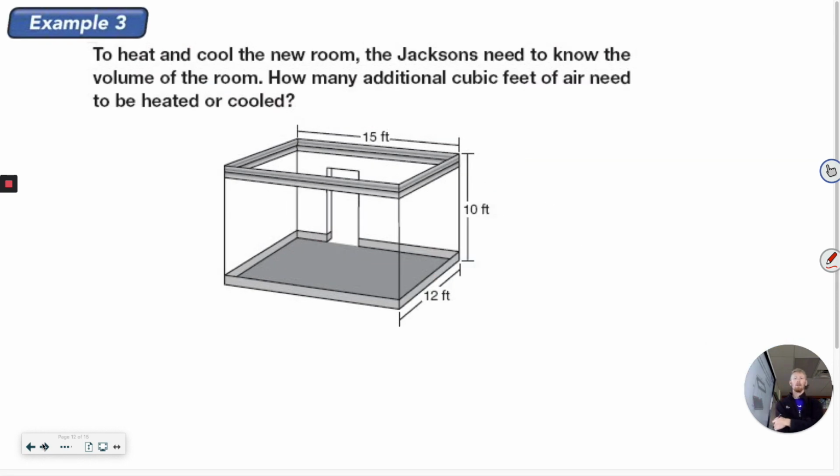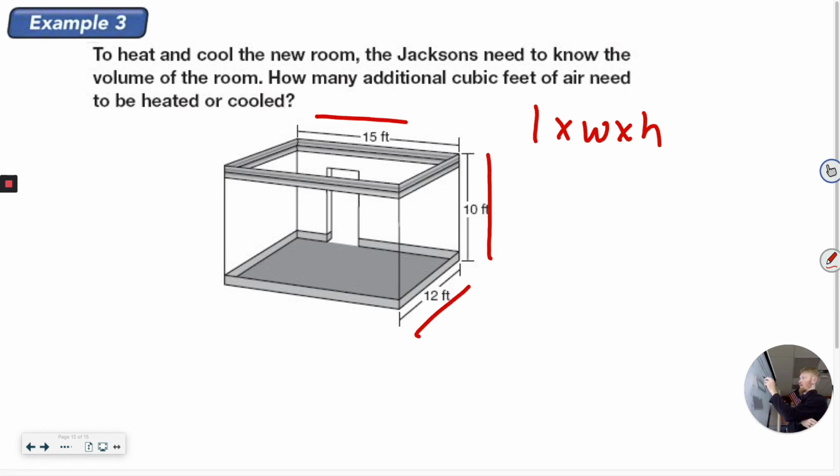All right, third example. To heat and cool the new room, the Jacksons need to know the volume of the room. How many additional cubic feet of air need to be heated and cooled? So volume is length times width times height. It gives me all three of those numbers, 12, 10, 15, and then I'll find my volume. Once again, you can multiply those in any order that you wish.